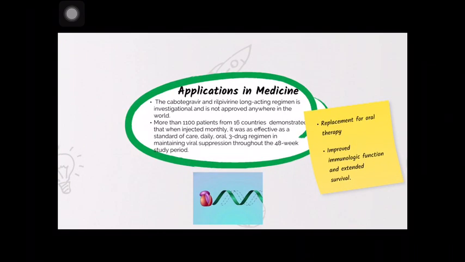Now we have the applications in medicine. The Cabotegravir and Rilpivirine long-acting regimen is investigational and is not approved anywhere in the world. More than 1,100 patients from 16 countries demonstrated that when injected monthly, it was as effective as a standard of care, daily, oral, 3-drug regimen in maintaining viral suppression throughout the 48-week study period. It's also a replacement for oral therapy, and it causes improved immunologic function and extended survival.